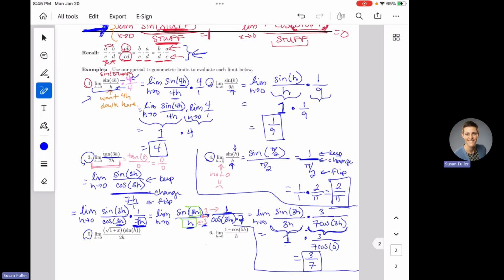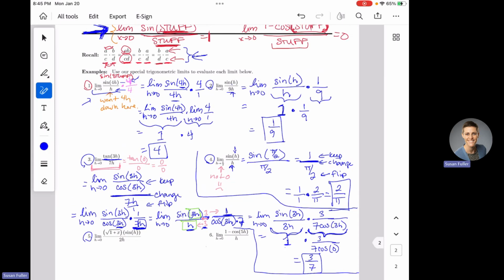And you might say, okay, well, first of all, let's plug it in, right? Because with limits, our first line of defense is to plug it in. If you were on a test and you saw this, you might not see a gift hanging out in there. So we are going to plug it in like we always do. And we are going to get the square root of 1 plus 0 times the sine of 0 all over 2 times 0.